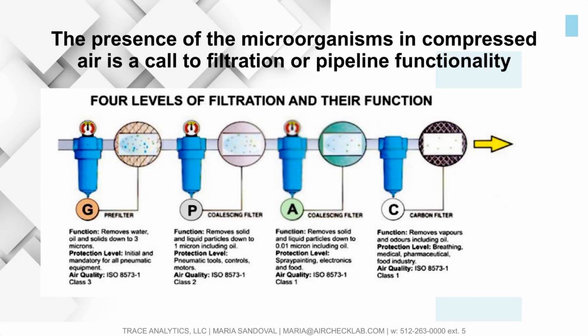You may need to have a higher quality filter, such as a coalescing filter that can reach a class 1 or a carbon filter that can reach class 1. A lot of these protection levels are for breathing air, medical air, and the food industry when it's in direct contact and not used for pneumatics, when compressed air is being used as an ingredient. So keep in mind, if you have microorganisms in your air, to always start at the filters and work your way back. That is one place to start thinking about. The other one is the pipeline functionality.